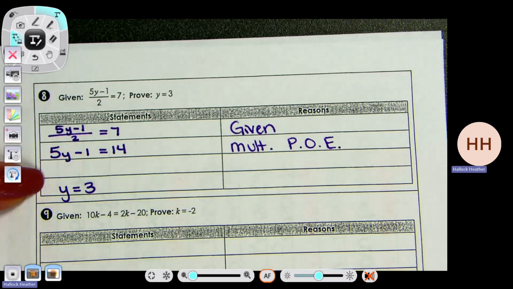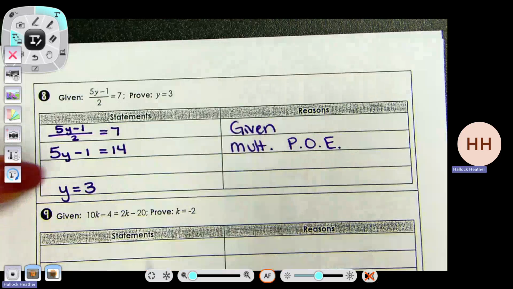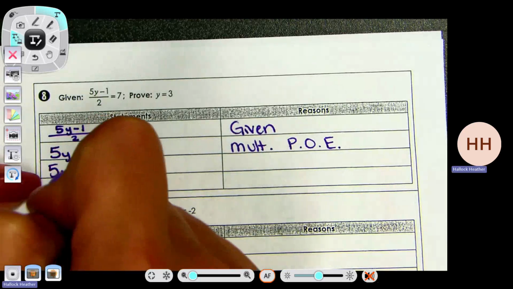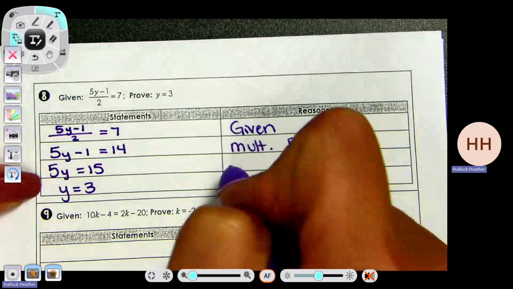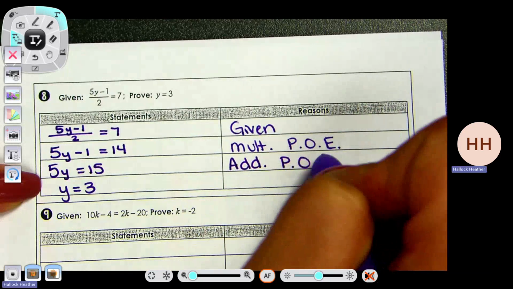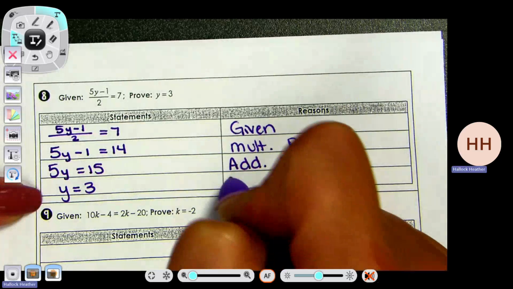So what would be the next step? Good. And what would I write over here? 5y equals 15. And that's addition, property of equality. What would be the last step? Division, property of equality.